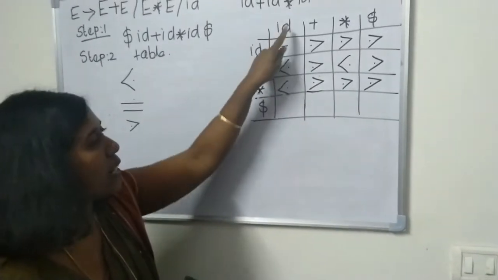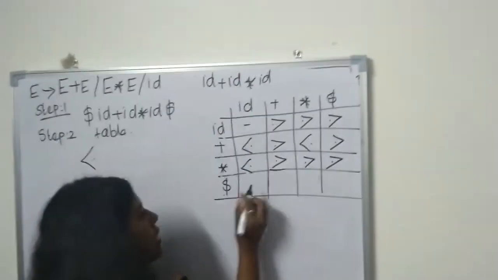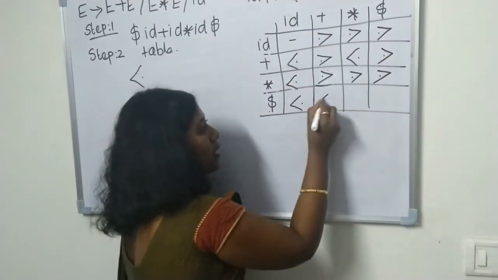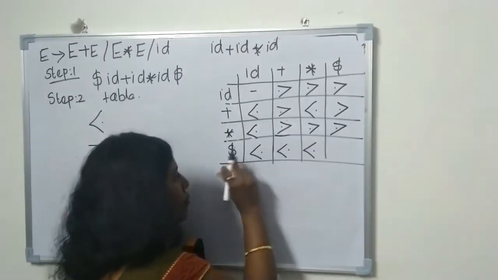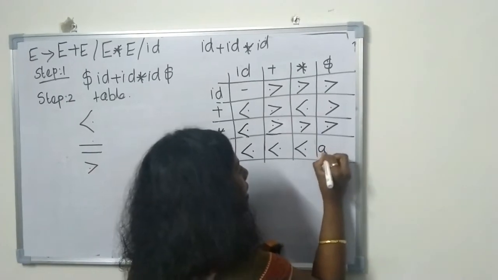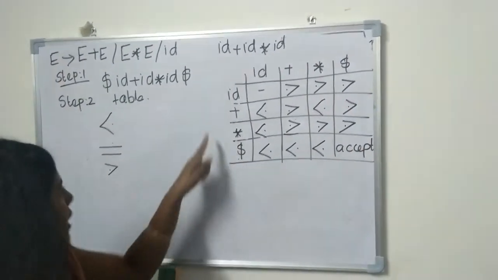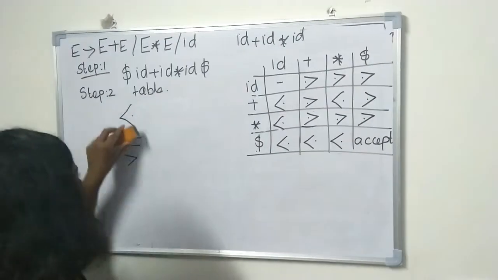Now dollar and ID. Dollar has less priority. Dollar and plus, here it is less. Dollar and star, less priority for dollar. Dollar and dollar, so we say that the string is accepted. So this is the second step, to construct the table. Now we have constructed this table.